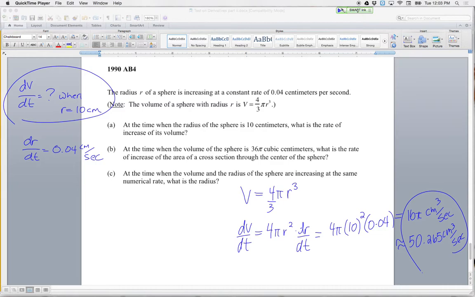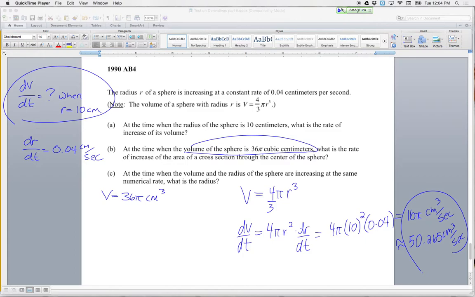At the time, so I want to figure out at some specific time, when the volume of the sphere is 36 pi cubic centimeters. So I know the volume of the sphere is this. V equals 36 pi cubic centimeters. So just write that down. I know that.